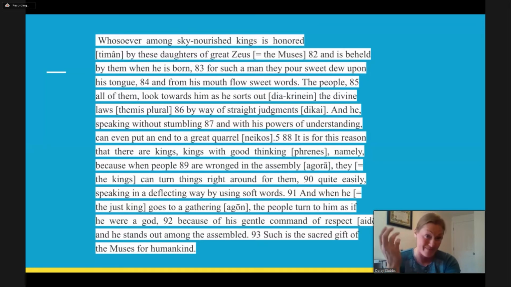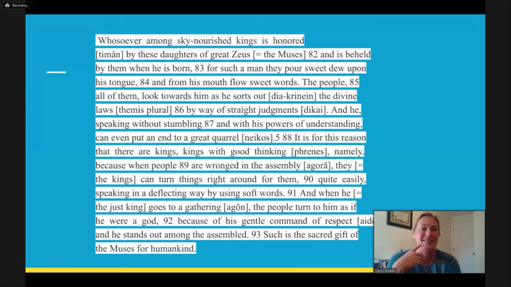And when he, i.e. the just king, goes to a gathering, the people turn to him as if he were a god because of his gentle command of respect, and he stands out among the assembled. Such is the sacred gift of the Muses for humankind.